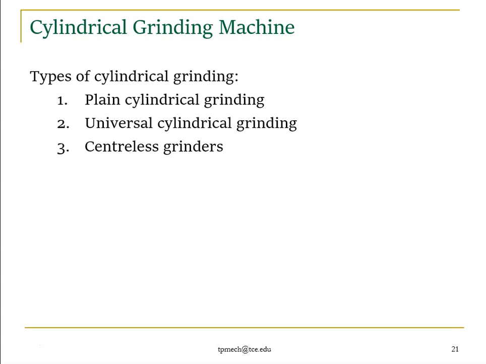Plain means, as we saw previously, plain cylindrical grinding, right? So we have two centers, and the object is placed between these two centers, and the tool, the grinding wheel, is fed against the workpiece rotation. But universal grinding may be some modification of the plain grinding, right? The third one is centerless grinding. The name implies that the workpiece is held without the use of centers, right?